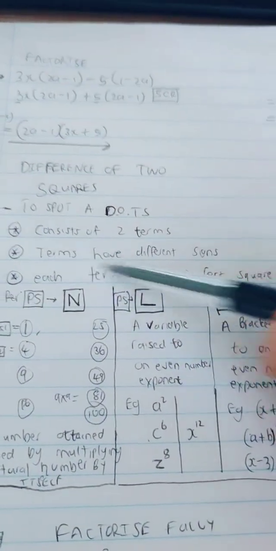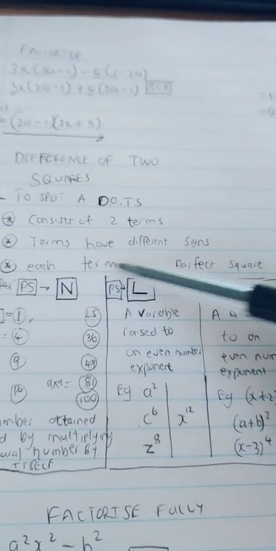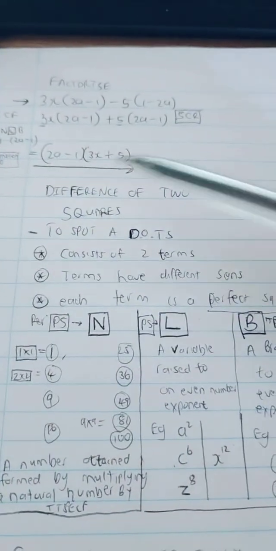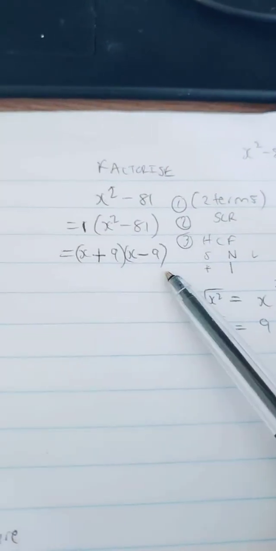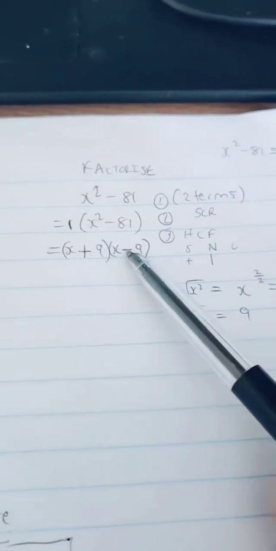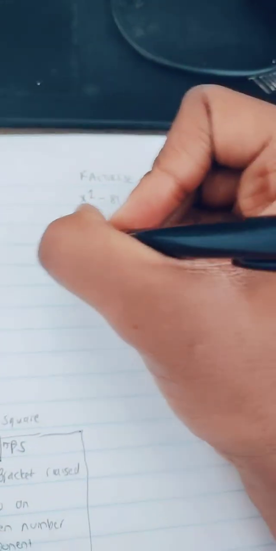It should consist of 2 terms. Terms must have different signs. Each term must be a perfect square. That's the criteria that we need to meet in order to apply difference of 2 squares factorization. So we can't. Are there any like terms in each bracket? No. So therefore we leave our factorization there.